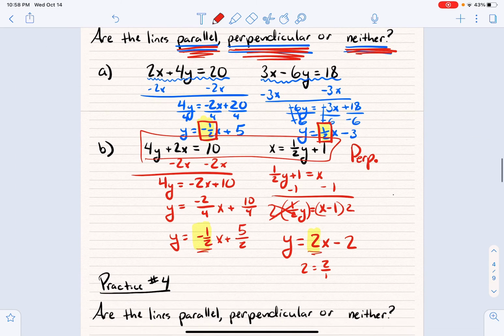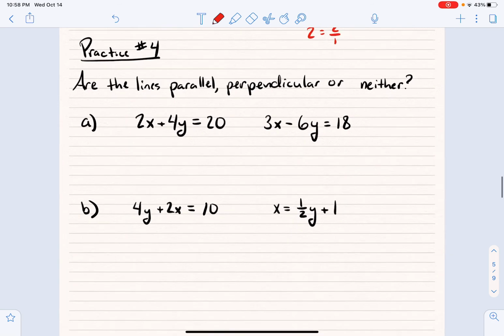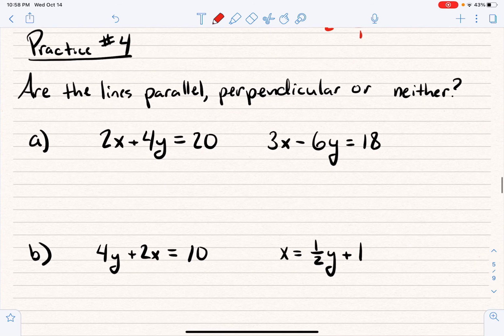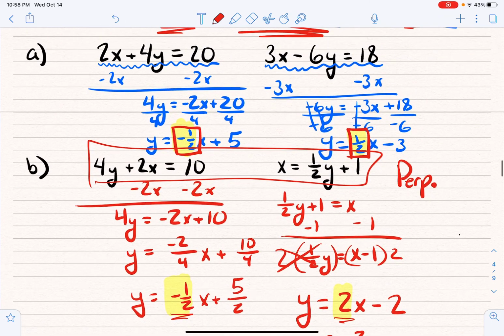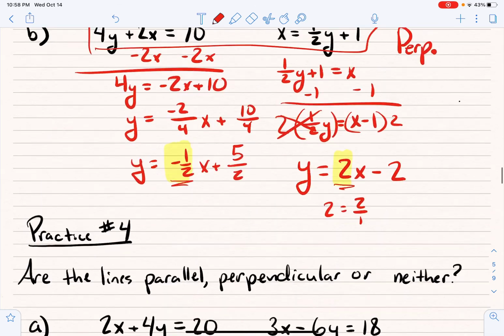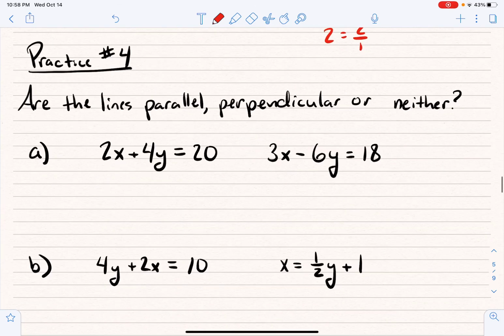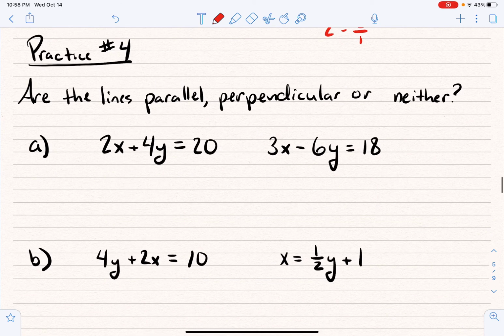All right, well, now it's your turn. What I'd like you to do is look at these two sets of lines, and I want you to determine whether these are parallel or perpendicular. Wait, I've given you the exact same lines. You can't do that. Hang on one second. We got to make a couple changes real quick.